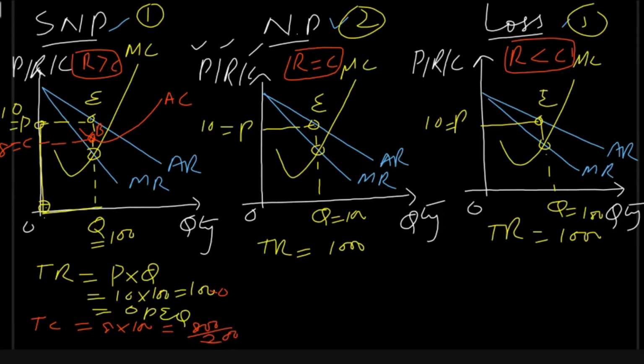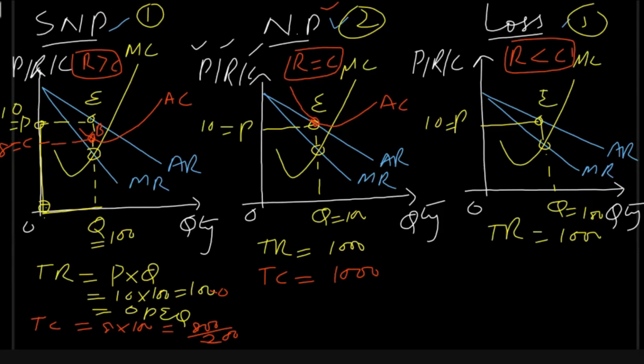200 supernormal profit. Okay. And in second graph, total revenue should be equal to total cost, 1000 in case of normal profit. Total cost must be equal to 1000. So we will draw average cost curve which will be tangent to the average revenue at point E, and it will be like this. So at quantity Q, total cost is also OPEQ, or it is also 1000.